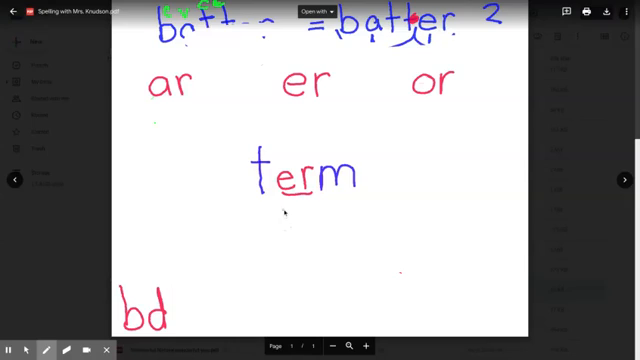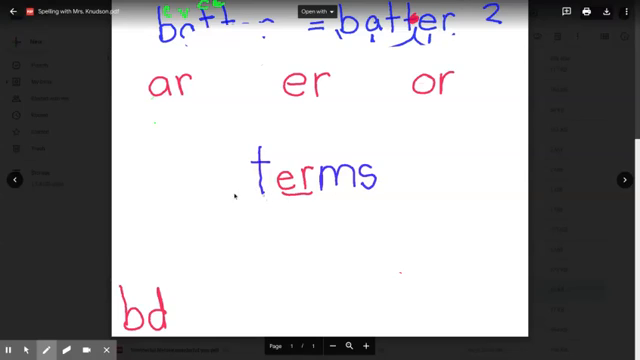Okay, now we're going to add a letter and we're going to make the word terms. We have 2 terms during our school year. Terms. What's that last letter? This one's for Barrett. Forward C and a backward C. There it is. Terms.